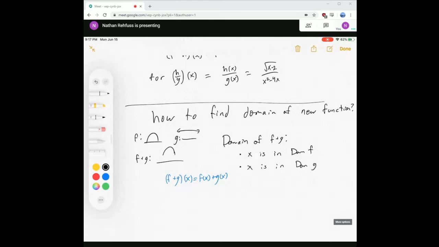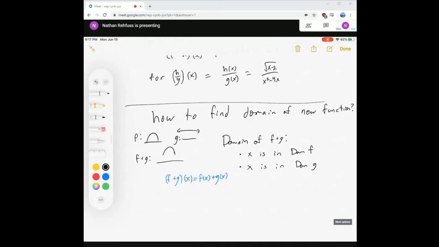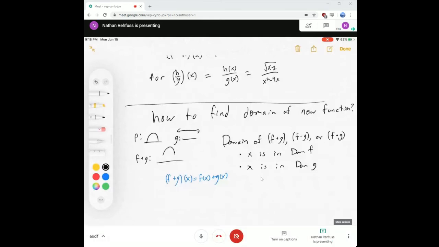It turns out, if you think about the definitions, f times g of x is just f of x times g of x, etc. This work we just did works for f plus g, it works for f minus g, and it works for f times g. All three of those work exactly the same way. As long as I can plug the input into f and into g, I can plug it into the result of the operation. I can plug it into the new function.